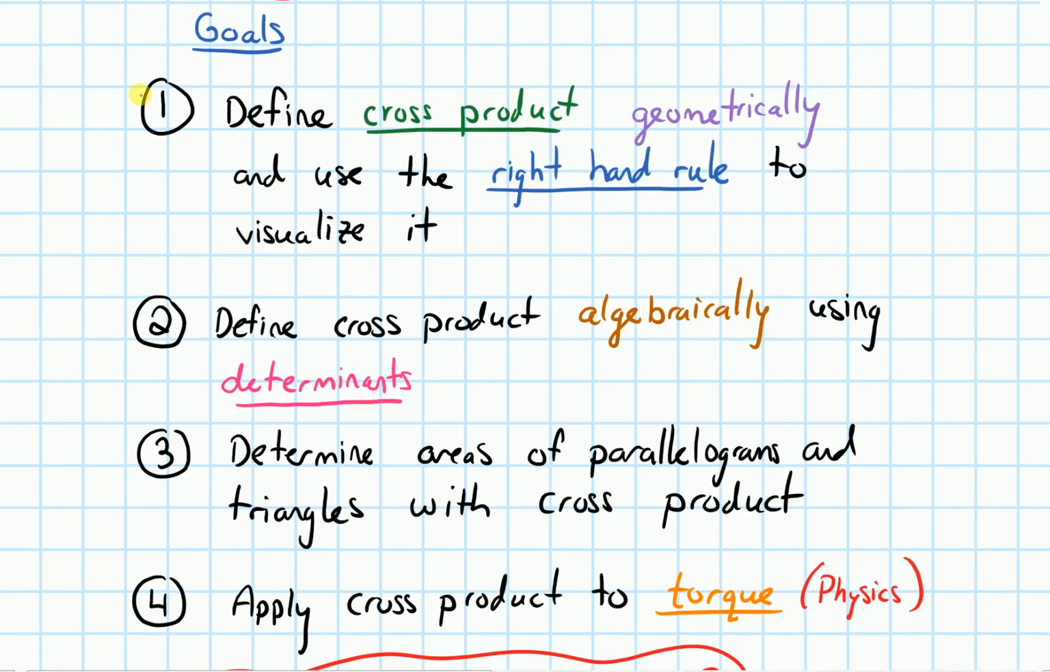In terms of our goals for this section, we have done goal 1, defining the cross product geometrically using this notion of length, the length of u times the length of v times the sine of the angle in between them, and then using the right-hand rule to determine what direction it points. So in the next video, we'll talk about how we compute the cross product algebraically using something called a determinant.